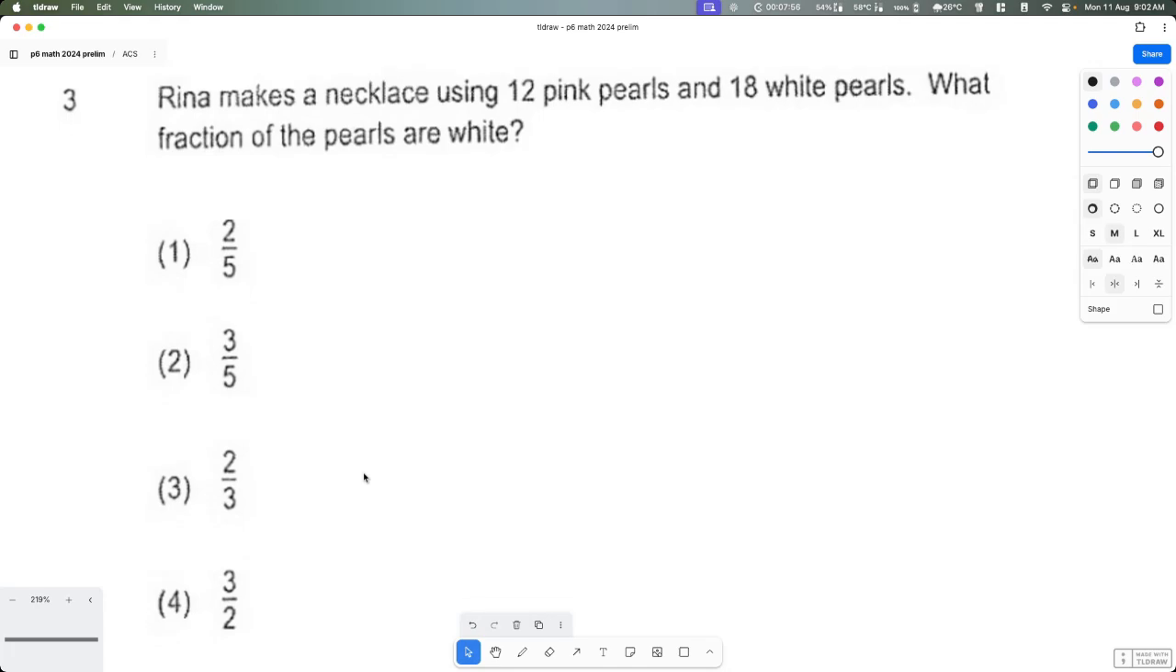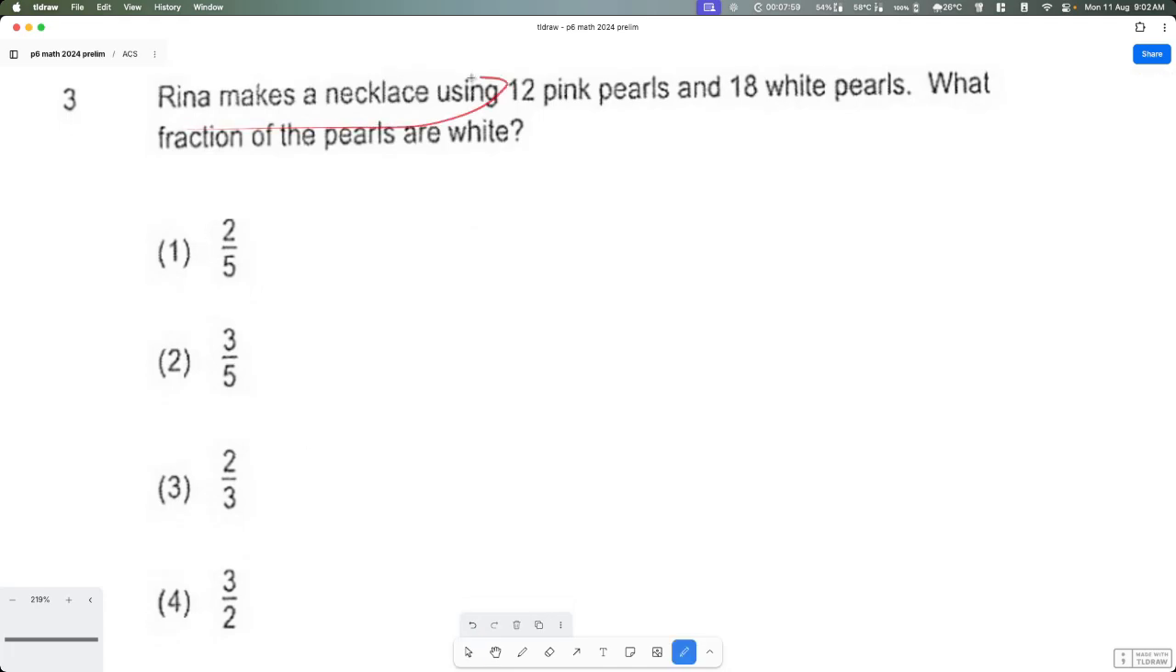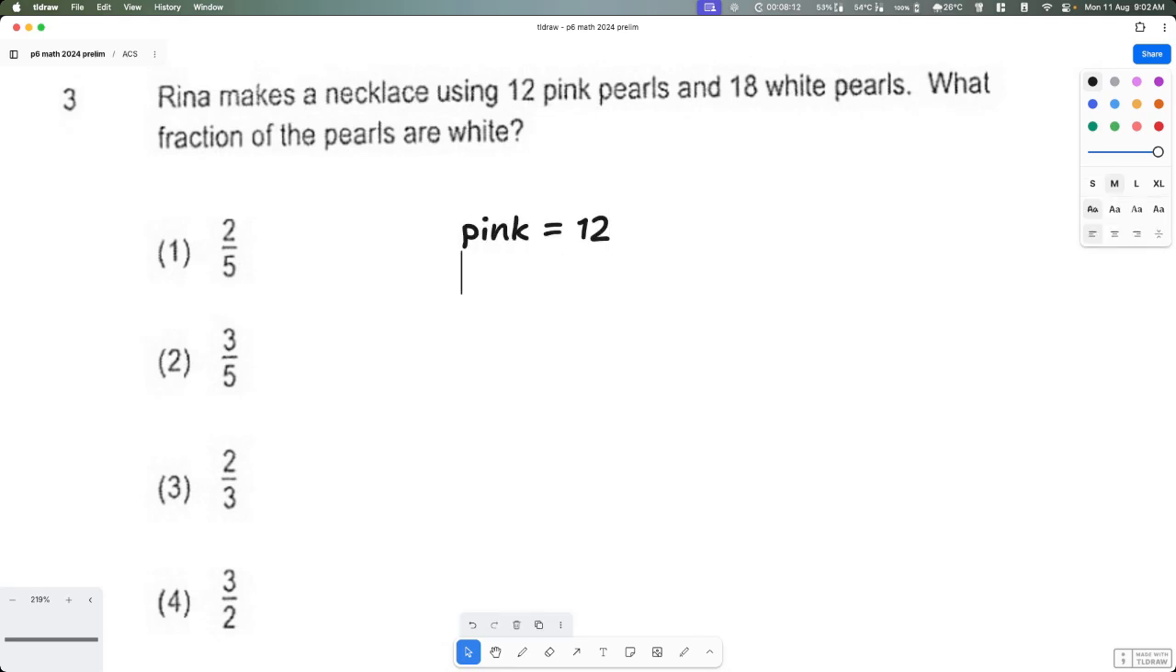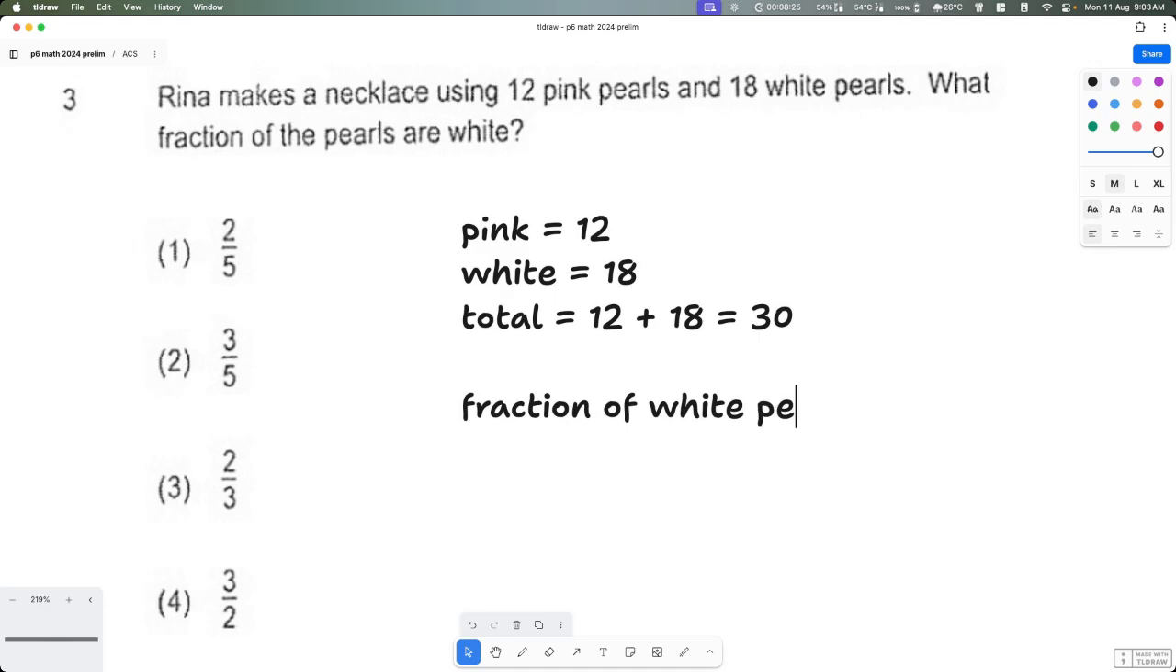Okay, let's move on to question number 3. Rina makes a necklace using 12 pink pearls and 18 white pearls. What fraction of the pearls are white? So we know that there are 12 pink pearls and 18 white pearls. So the total will be 12 plus 18, and this gives us 30. So the fraction of white pearls is 18 out of 30.